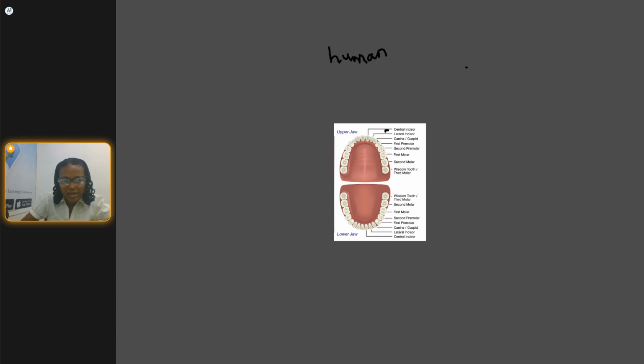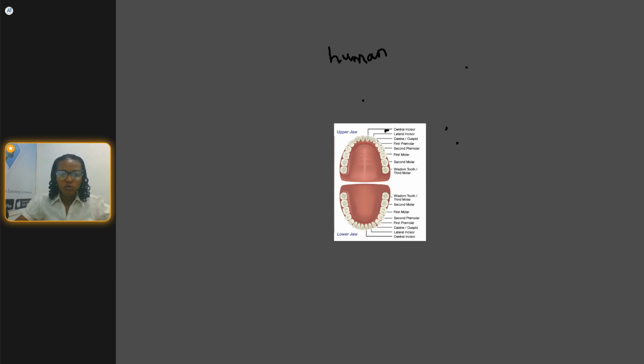We have the molar here. This is the molar. You can see the premolar from the diagram. This is the premolar, and you have the canine. The canine is beside the incisor. These four types of teeth have different functions.